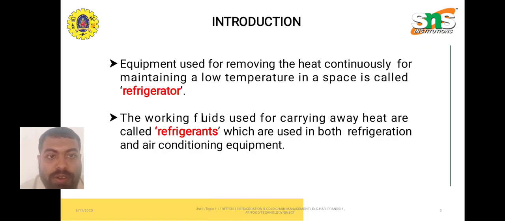Now we are going to see what a refrigerant is. Equipment used for removing heat continuously to maintain a low temperature in a space is called a refrigerator. The working fluids used for carrying away heat are called refrigerants, which are used in both refrigeration and air conditioning equipment. In this we have seen what a refrigerator is and what refrigerants are. Examples of refrigerants are chlorofluorocarbon, neon, etc.